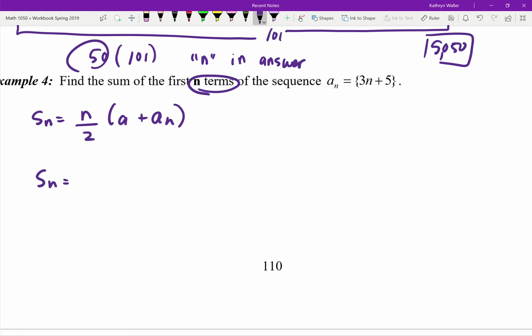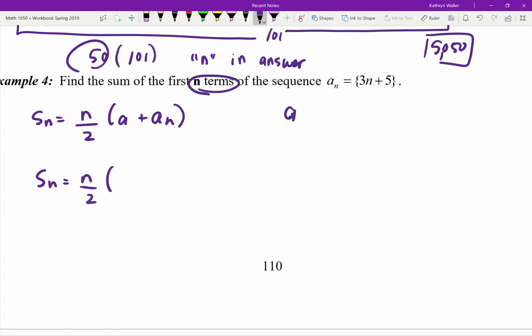My n is going to stay an n because they didn't say find the sum of the first 52 terms or whatever. So I don't know what it is, so it has to just stay n. Then I'm multiplying it by the first term plus the last term. I don't know what the first term is, but can I find it out? I can find it out easily, right?